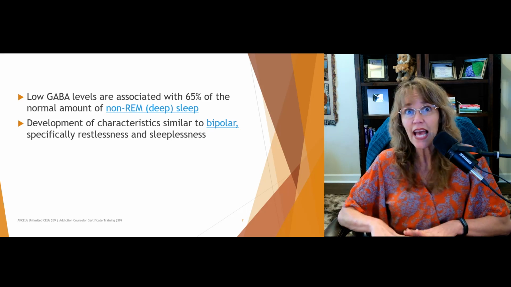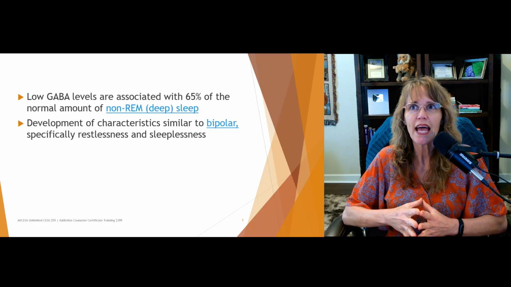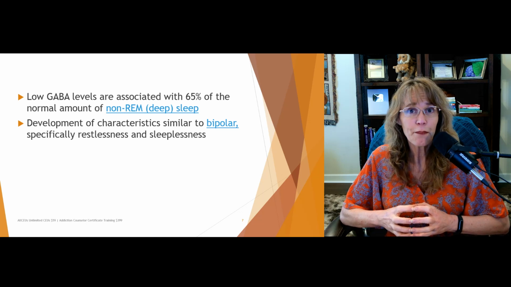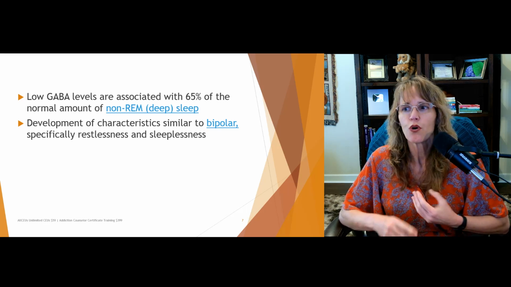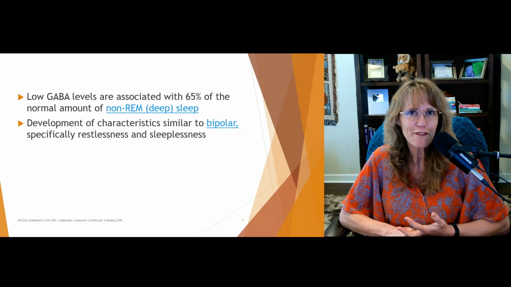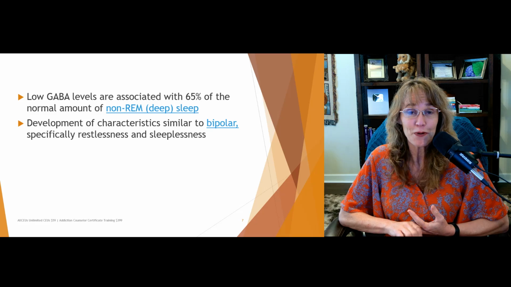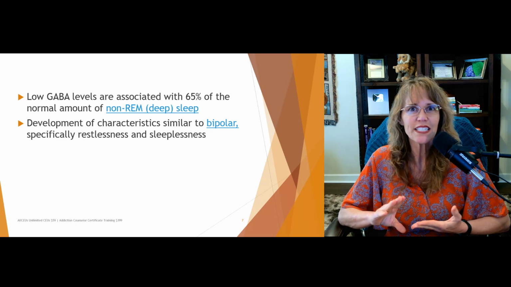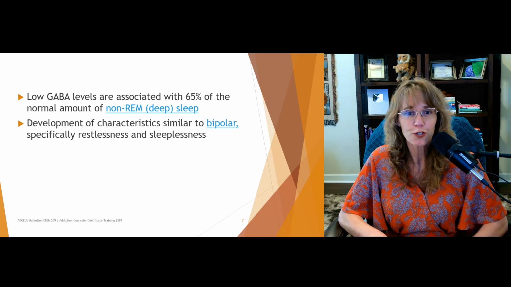It doesn't mean they have bipolar. It says characteristics similar to, and we want to rule that out. When we're thinking that somebody may have bipolar, we need to ask them about their sleep. We need to ask them about family history of bipolar. They may have bipolar, but the treatment for bipolar is very different than the treatment for anxiety or for unipolar depression.